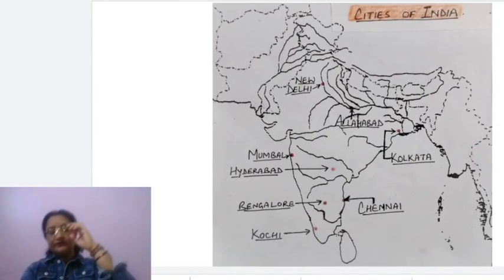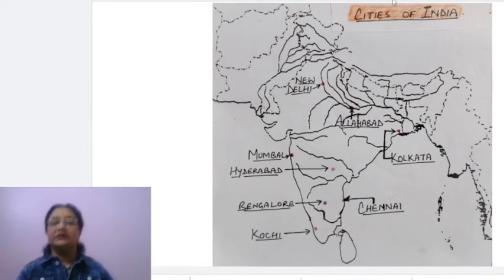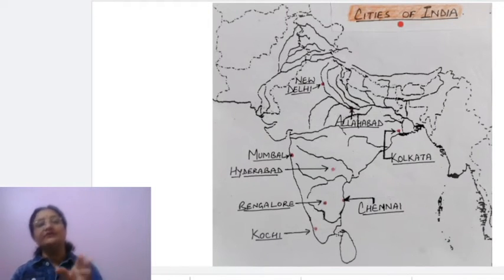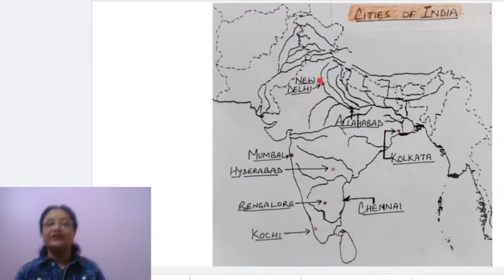Now come to the next one. The next one is the important cities of India. In total, 8 cities we have to practice. Out of these 8 cities, 4 are the main metropolitans of India. Number 1 is Delhi, the capital of India. Number 2 is Mumbai. Number 3 is Chennai, and number 4 is Kolkata. Along with these 4 metropolitans, Allahabad, and then Hyderabad, Bangalore and Kochi. These are all the places we need to practice.